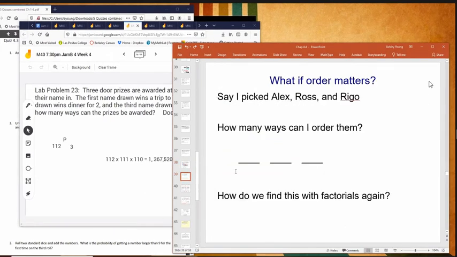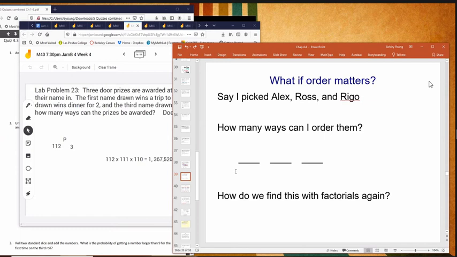Now, if order does matter, say I picked Alex, Ross, and Rigo. I picked those 3 guys. And order matters. The first guy is going to count the children, make sure all the children are on board. The second person is going to gather up all the lunches, go over to the cafeteria, pick up all the lunches for them. The third person is going to make sure the bus driver has the directions and knows where we're going and has all that stuff down.